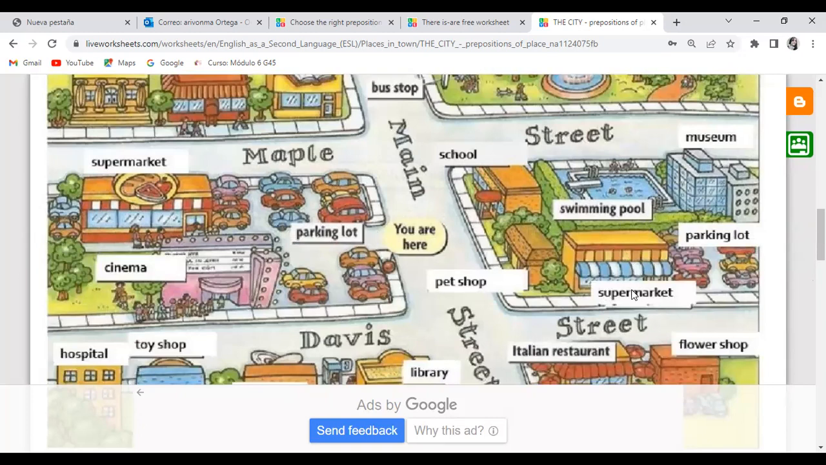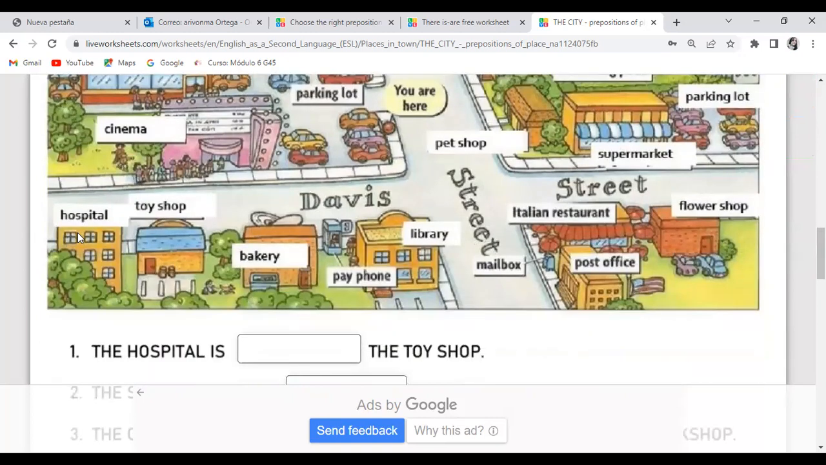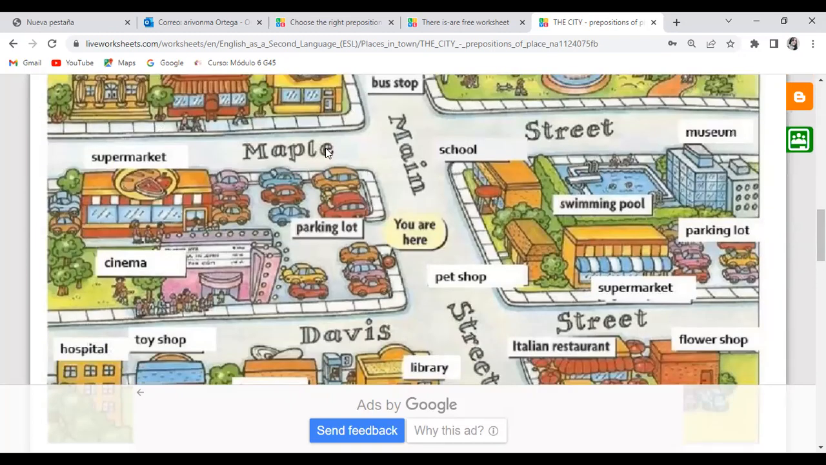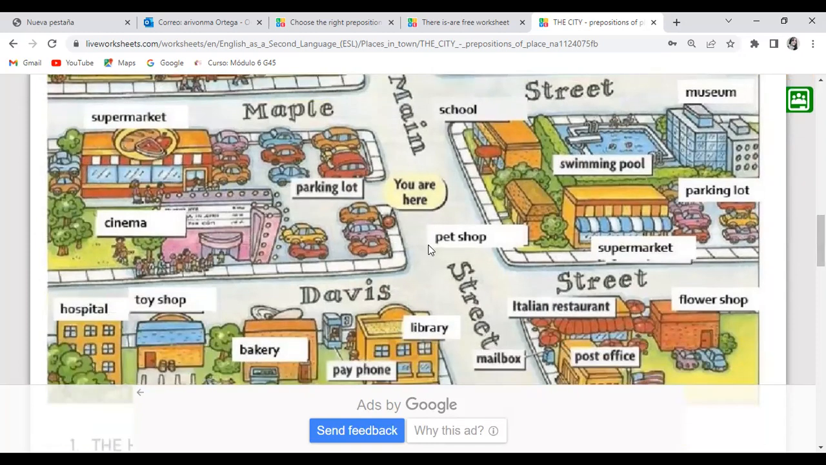We have another supermarket over here. We have another parking lot. We have a museum. We have a school. And we have a hospital, a toy shop, a bakery, a payphone, a library, a mailbox, a post office, Italian restaurant, and finally we have a flower shop. Also, we have the name of the streets. So Maple Street, Davis Street, and also we have the Main Street. And you are here, over here, guys, you are here. So this is the reference.